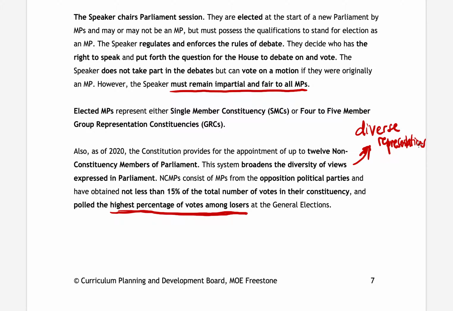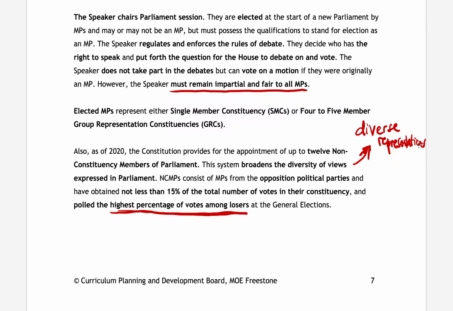So founding Prime Minister Lee Kuan Yew came up with a system to give the opposition a voice. Back then it was quite rare to have opposition, so this was an avenue for the opposition to be represented in Parliament in Singapore. Now, of course, today our opposition parties routinely win some seats. But of course, this system still exists.